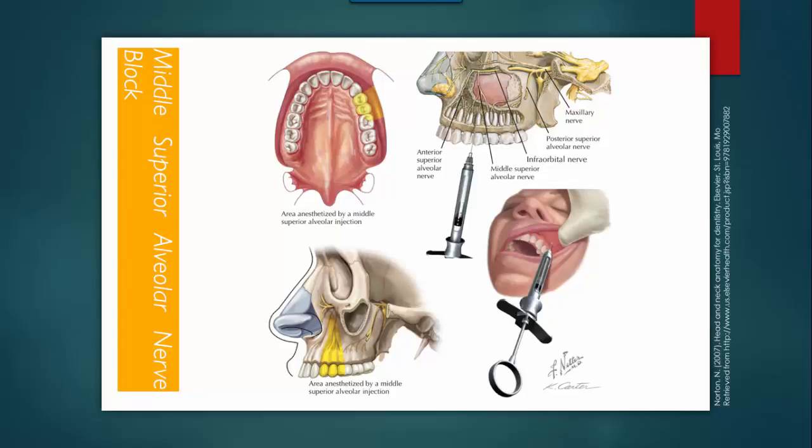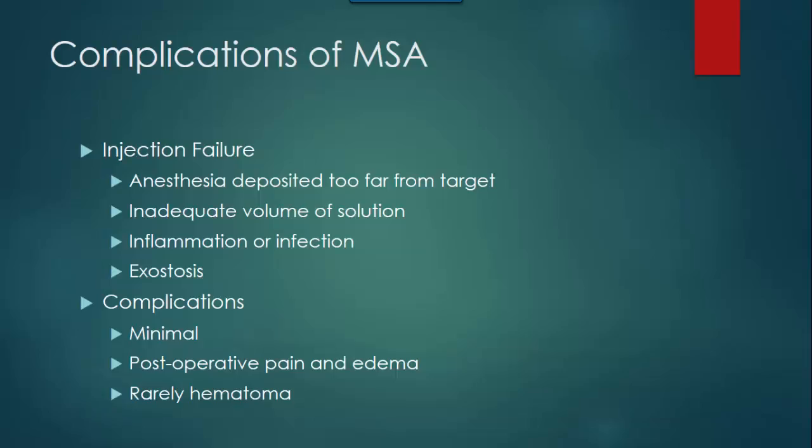Bone should not be contacted for this injection. Once at the target, aspirate twice, then deposit about 1/2 to 2/3 of a cartridge at a rate of about 1 cartridge a minute. Common injection failures include depositing the anesthesia too far away from the apex of the desired tooth or not depositing enough anesthesia. Exostosis may cause inadequate diffusion of the solution into the bone.